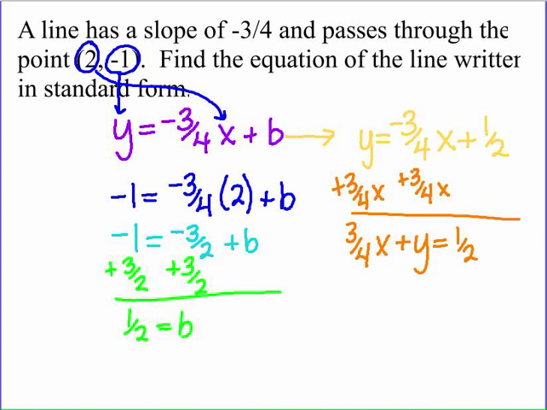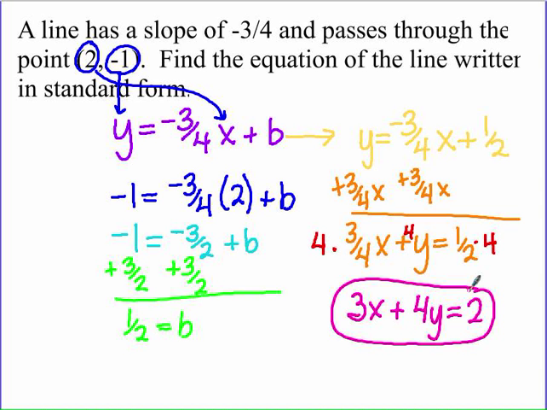What do I need to multiply by to get rid of the fraction? 4. So I'm going to multiply every term by 4. When I multiply my first term by 4, what do I get? 3x. Yes. What do I get here? 4y. What do I get here? 2. There you go. So that should match up with one of the answers. With that in mind, we're going to look at another one.